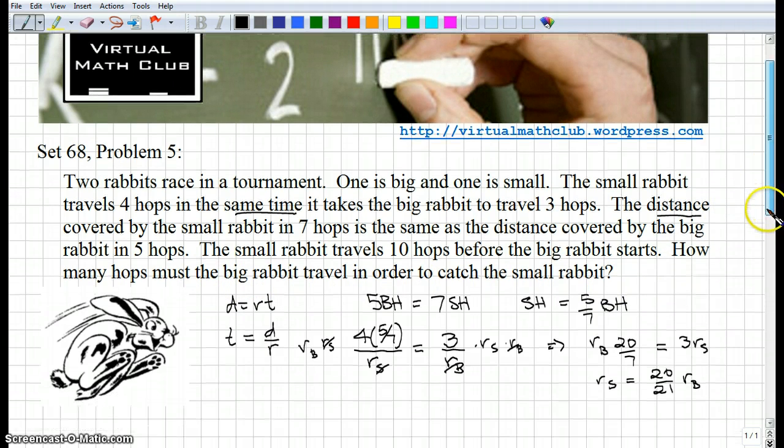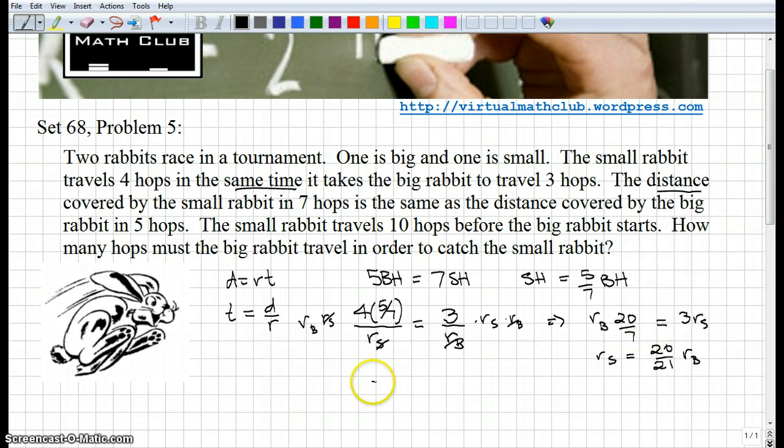Okay, so I can use this now. All right, let's look at the distance formula for the small rabbit. Okay, so the small rabbit starts out, takes 10 hops. All right, so the distance that the rabbit travels from the time that the big rabbit starts, he's already gone 10 hops, right? But remember, that's 10 small hops, so we have to convert that to big hops. So we take it times 5/7 plus the small rabbit's rate, right? That's RS, but I can actually write that as 20 over 21 RB. Okay, so that's the small rabbit's rate in terms of the big rabbit's rate.